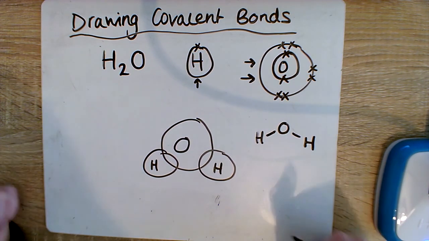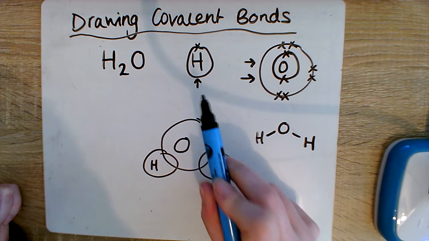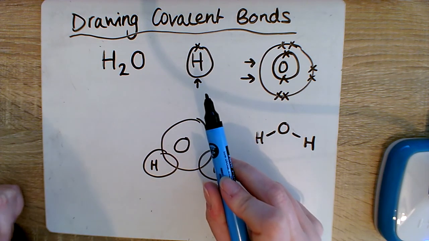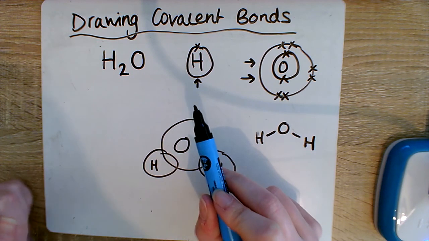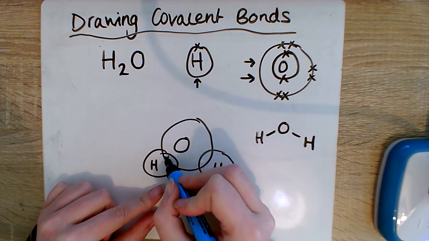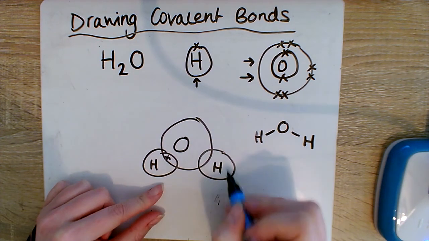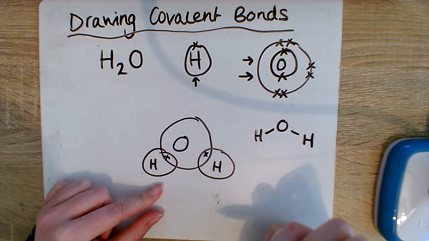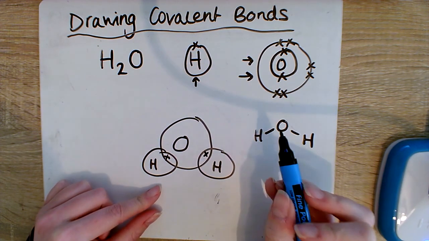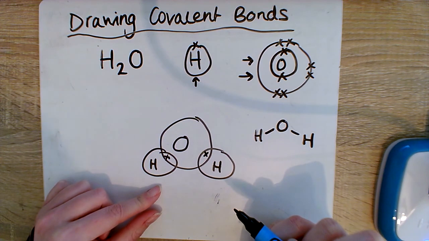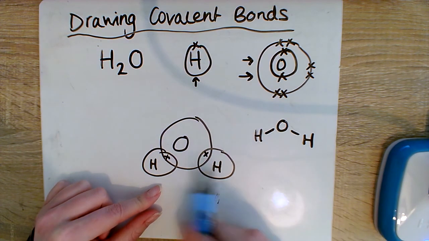Now remember what we said before, we look at how many electrons it needs and that's how many covalent bonds it's going to form. So hydrogen needs 1 electron, so it's going to form 1 covalent bond. So it's going to pop its electron there, and same for this hydrogen, it needs 1 electron, so it's going to form 1 covalent bond. Oxygen needs 2 electrons, so it's going to form 2 covalent bonds, 1 with each of these hydrogens.